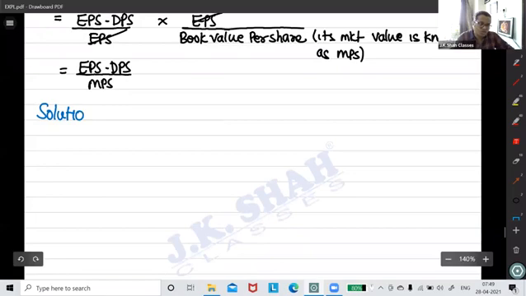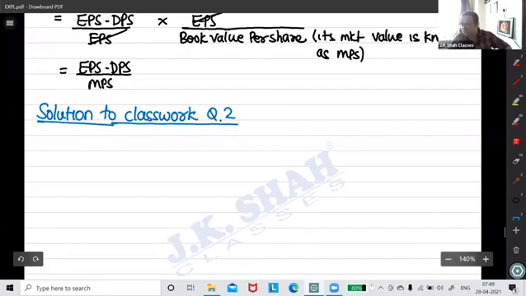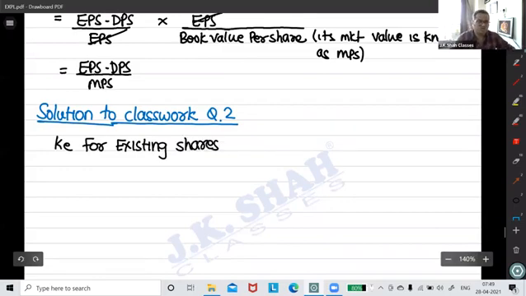So, solution as per question 2. KE for existing shares. So KE is equal to D1 upon P0 plus growth.